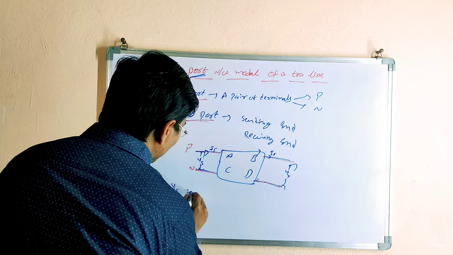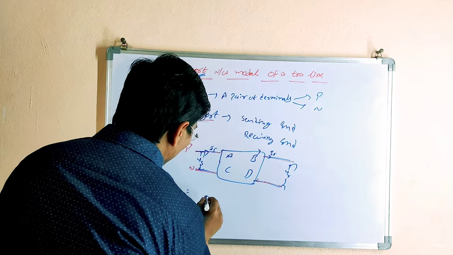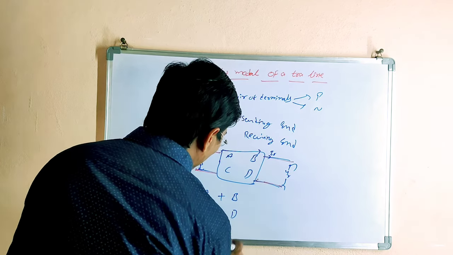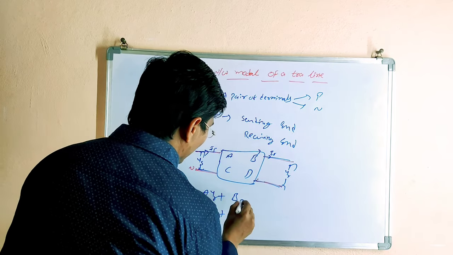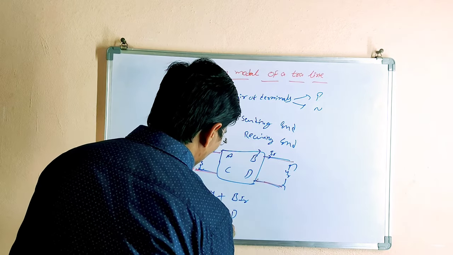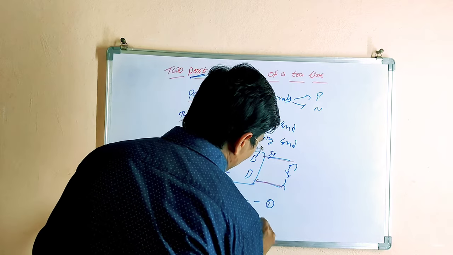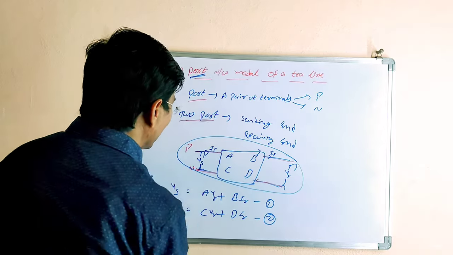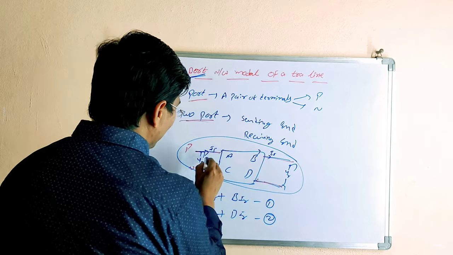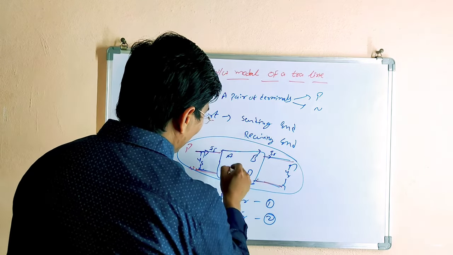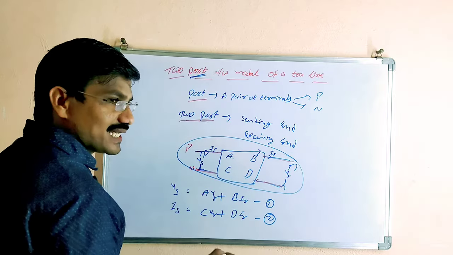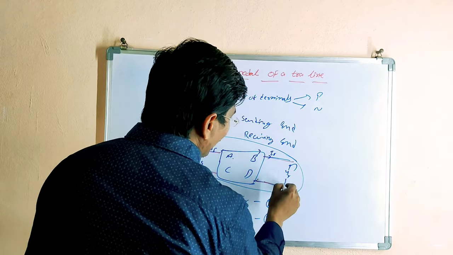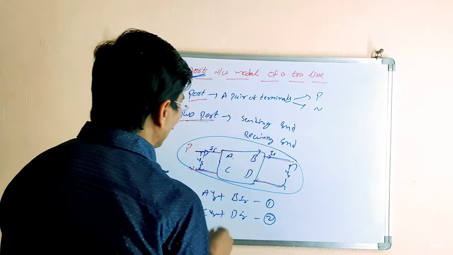VS and IS are given by the matrix A, B, C, D times VR and IR. This is called equation 1, and this is called equation 2. From this two port network, this is VS and this is IS. These are the ABCD transmission line parameters, or ABCD parameters. This is VR and this is IR, the receiving end voltage and receiving end current.